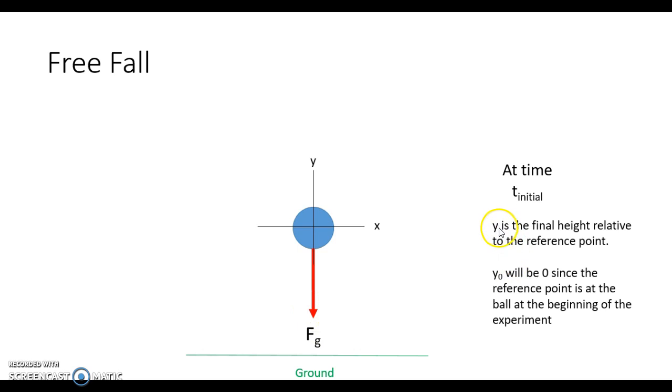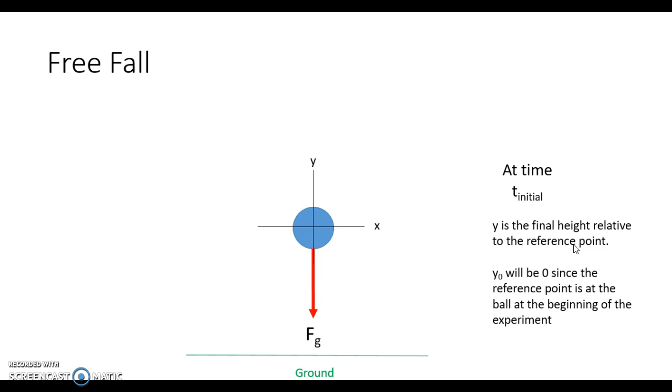And if this is the case, then our initial displacement from the reference point is going to be equal to 0 because the reference point is at the initial location of the ball. The final location of the ball, meaning the final time we care to even look at what's going on in the experiment, will be the height relative to the reference point. Again, y, which is that final position, is the final height relative to the reference point.